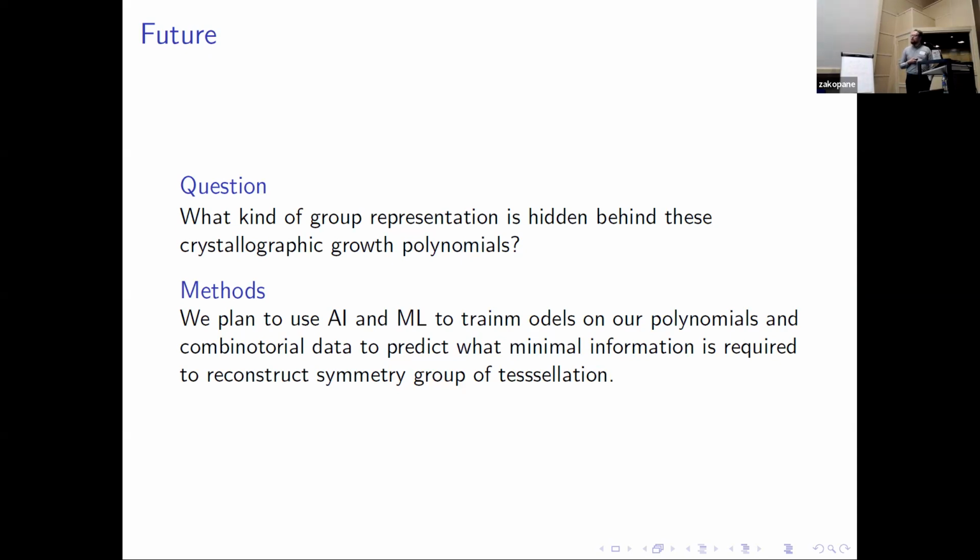I would like to know what part of these orbit diagrams is really important to determine the symmetry of the original tessellation. And that's all.